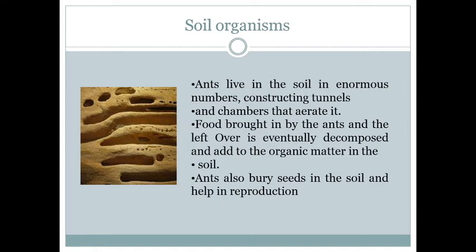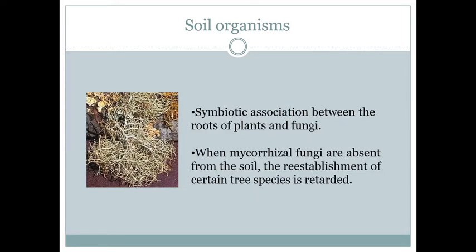So ants also bury seeds in the soil and help in reproduction, or of course help in the pollination process. Then we have symbiotic association between the roots of plants and fungi. So for example, when the mycorrhizal fungi are absent from the soil, the re-establishment of certain tree species is retarded, because the mycorrhizal fungi provide support for trees or plants to grow. So they will provide an environment for other plants to survive.